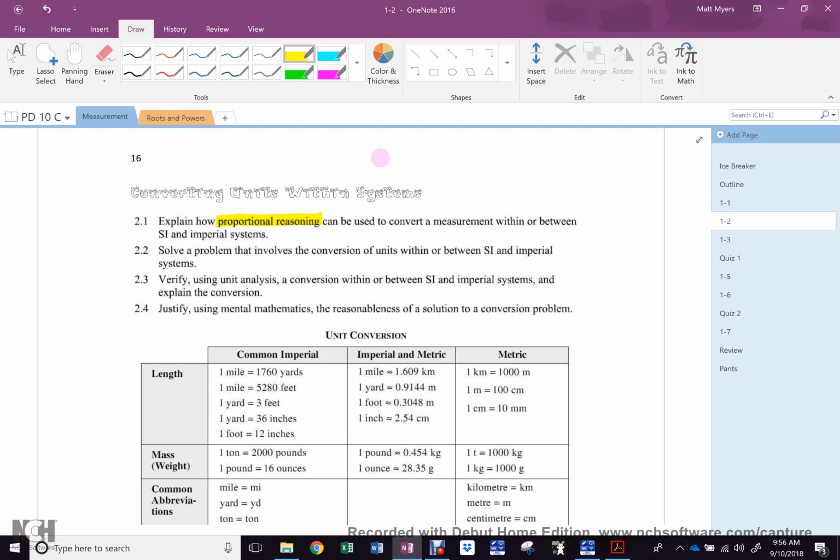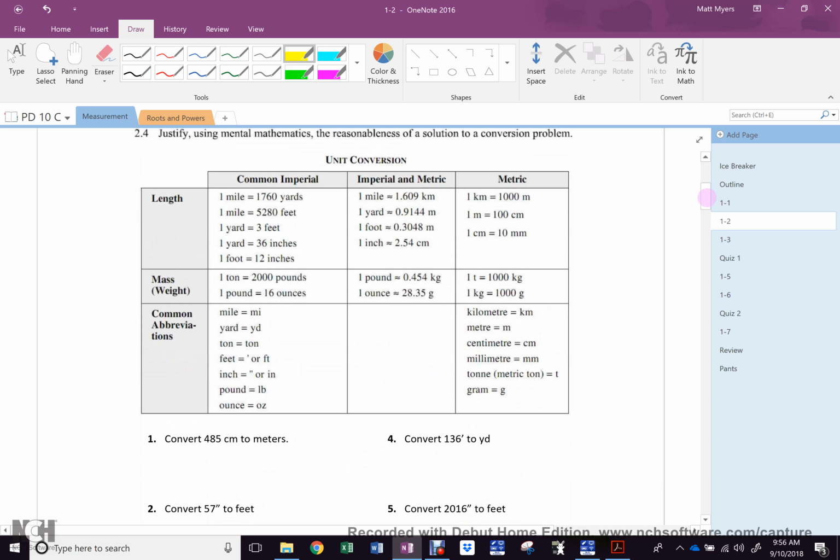You will use it when you are shopping for groceries. You will use it if you have to exchange money from one country's currency to another country's currency. You will use proportional reasoning all the time. So it's a real good thing to have. It just happens to work really well when you're converting measurements. So we use it for measurement. All right? Let us begin then, cabbages.